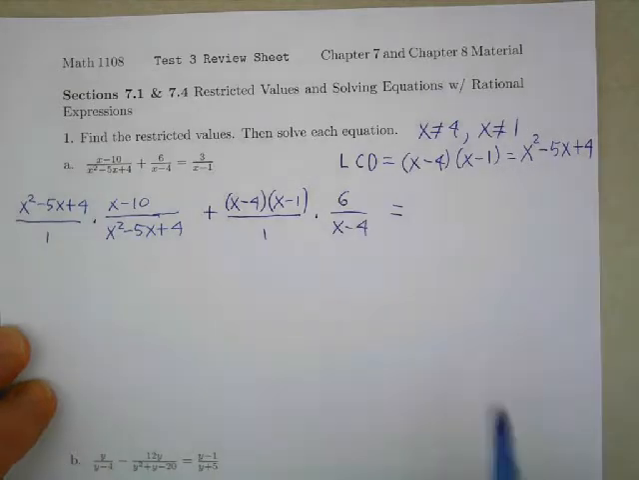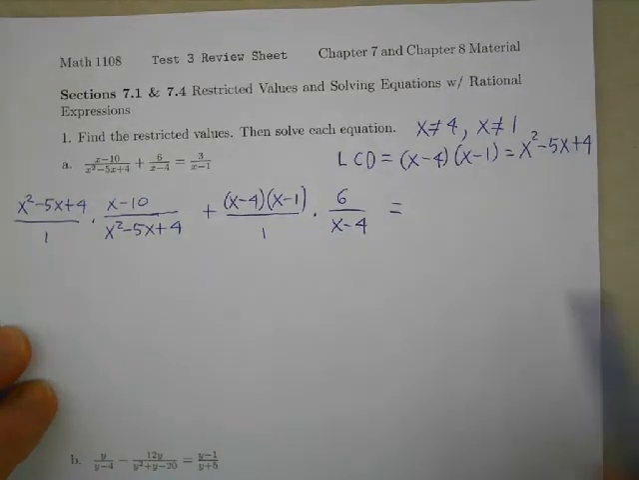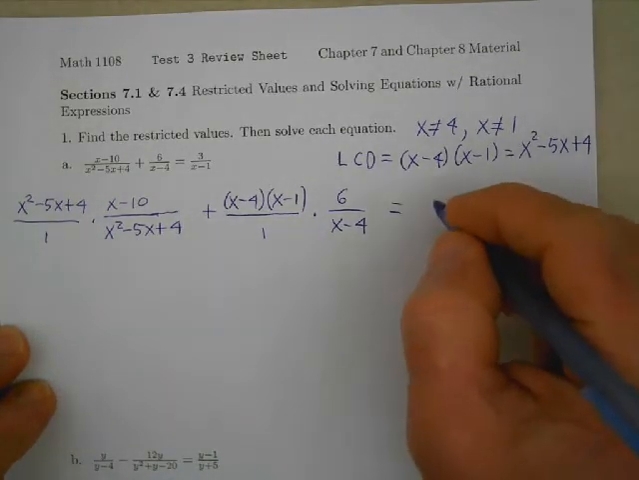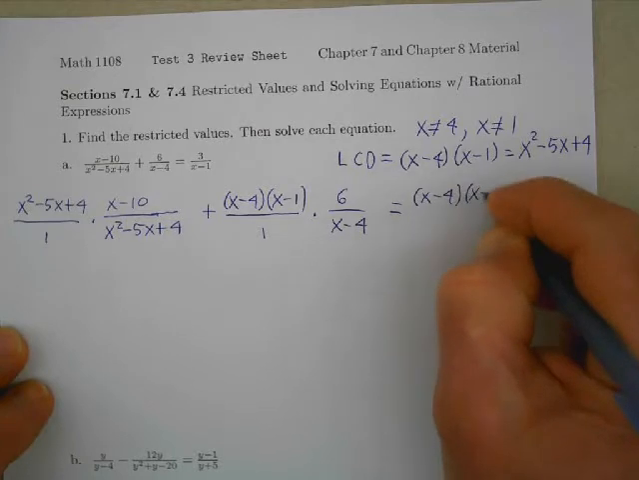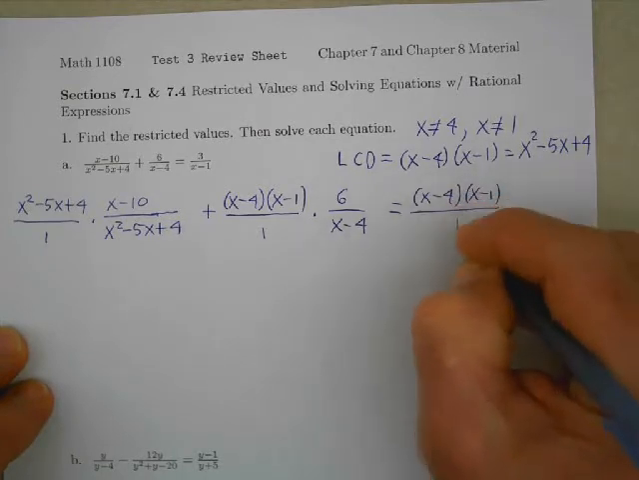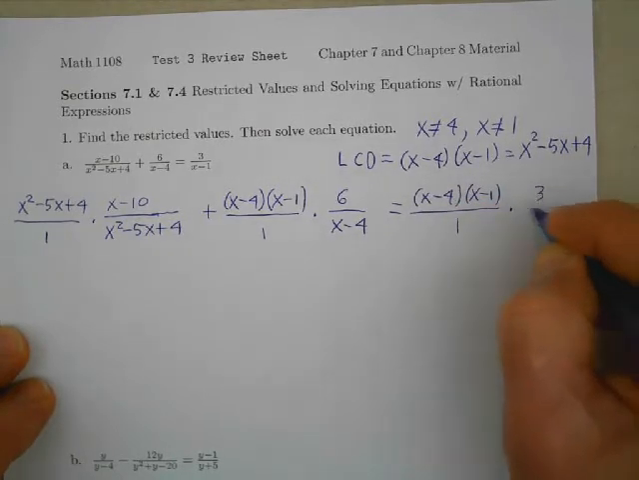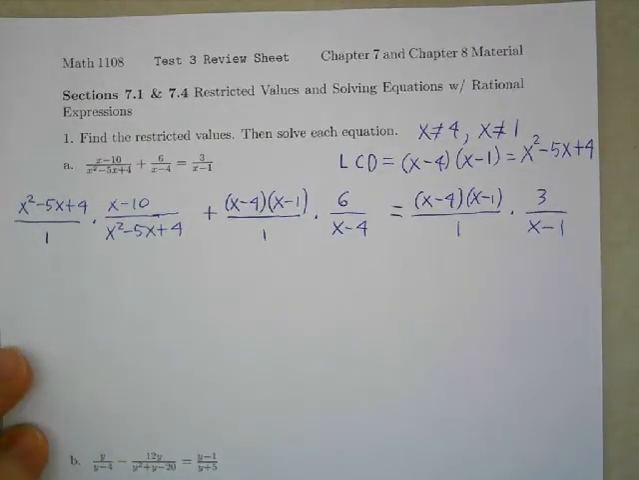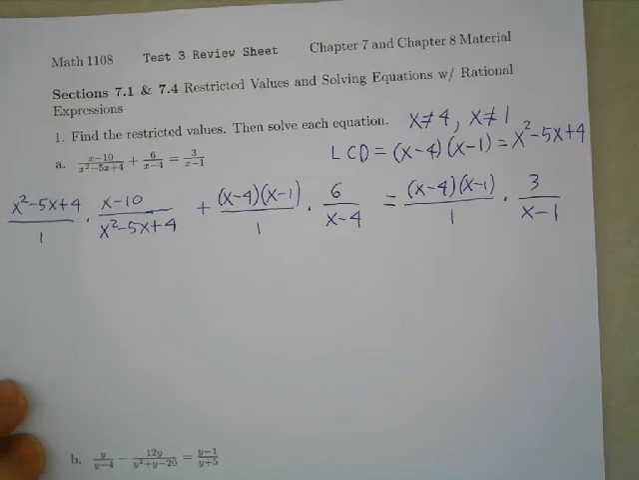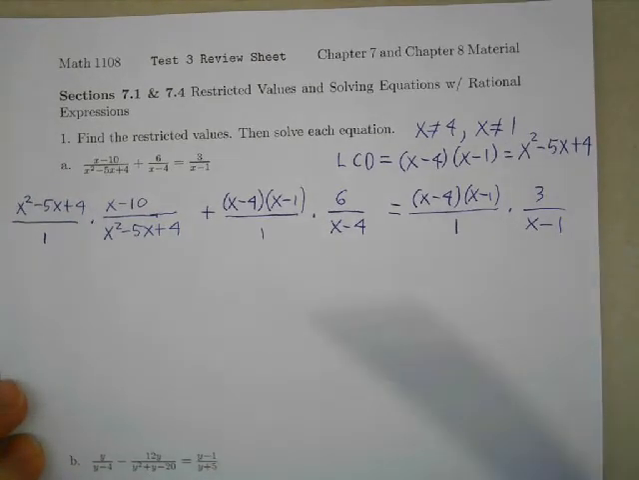And then on the right-hand side, also I will multiply using the least common denominator in factored form, so x minus 4 times x minus 1 over 1 times 3 over x minus 1. The reason we multiply every term on both sides by the least common denominator is so that we can clear the denominators, which is to say that we reduce every denominator to a factor of 1.